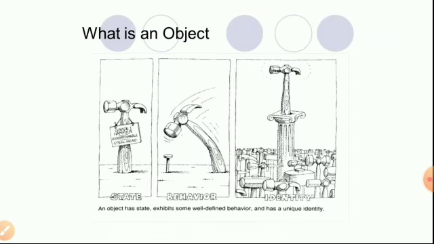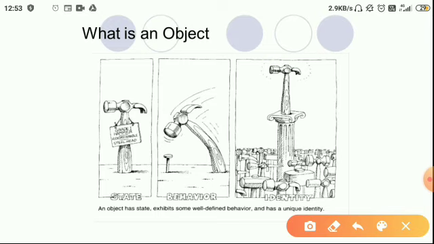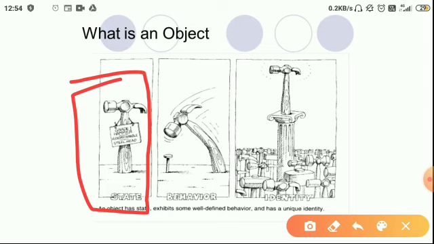Let's look at the next slide. The next slide is, what is an object? I've taken an example here of a hammer object. Let's look at it. First, see the first diagram. What is it showing? State. Notice here, this is the state.